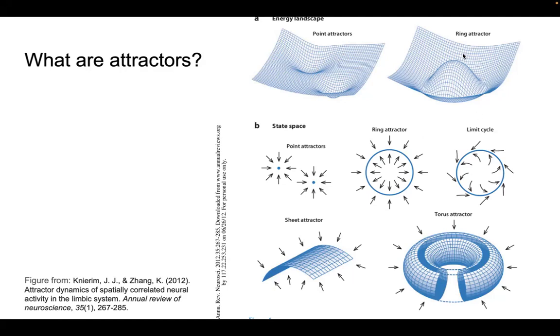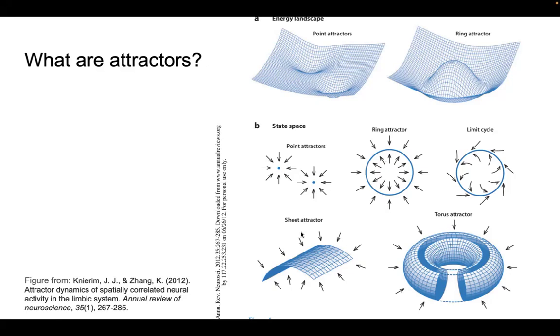Then there are ring attractors. In this case, if I let the ball roll here, it'll end up in any point around this ring, depending on where I put the ball. Those are all the points that the ball can end up in. We call it a ring because it forms a ring in the space that we're thinking about. There are a few other ones. Point attractors go to a point. Ring attractors go to this specific circle. There are torus attractors, which are 3D versions of ring attractors essentially, and then sheet attractors, which are 2D versions of point attractors because now it's a whole sheet.